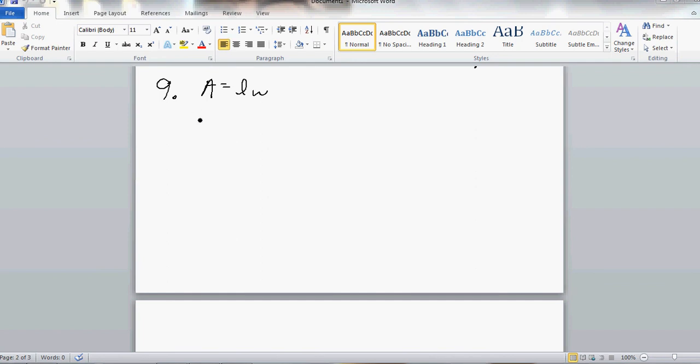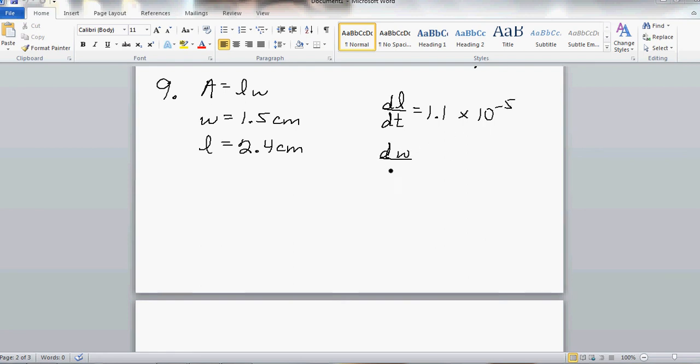And we know that at the moment the width is 1.5 centimeters, the length is 2.4 centimeters, and we're given this information: dl dt equals 1.1 times 10 to the negative 5th, and dw dt equals 8.7 times 10 to the negative 6th.